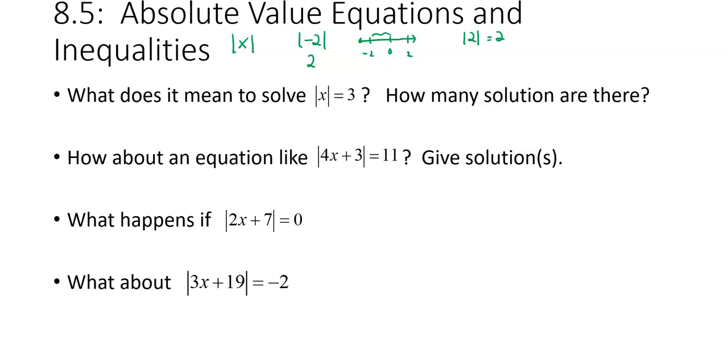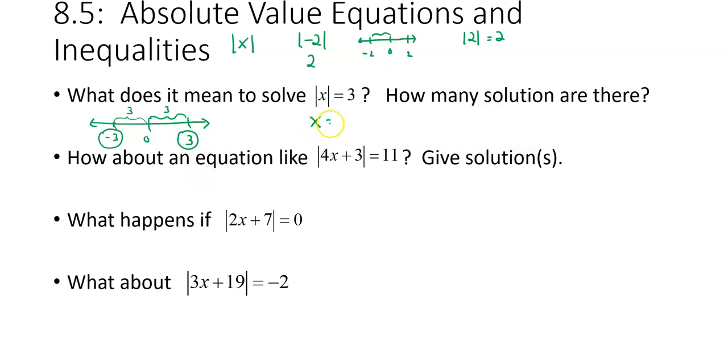So the first question says, what does it mean to solve the absolute value of x is equal to 3? Well, in terms of values on the number line, that means you're 3 units away from 0. So certainly 3 is one of the answers, right? Here you are, 3 units away from 0. But I'll bet you it works in the other direction too. What if you went 3 units this way? You would land here at -3. So this value and that value are both positions that are 3 units away from 0.